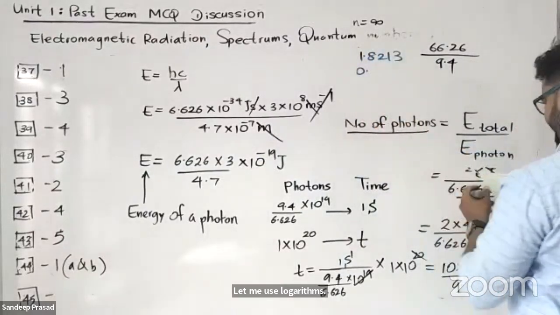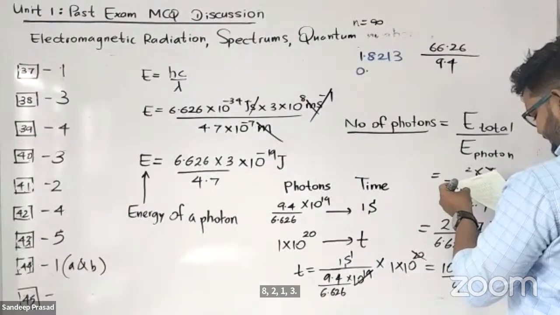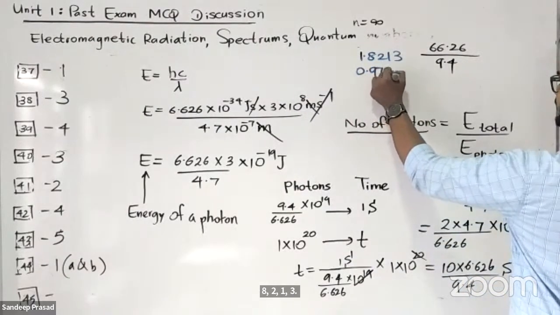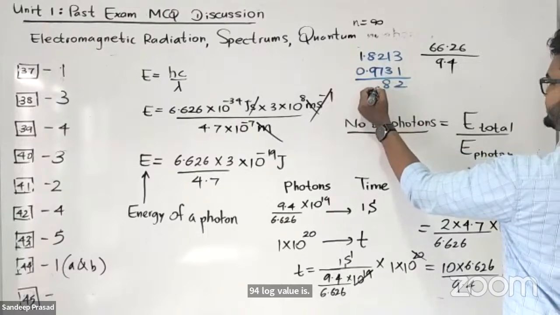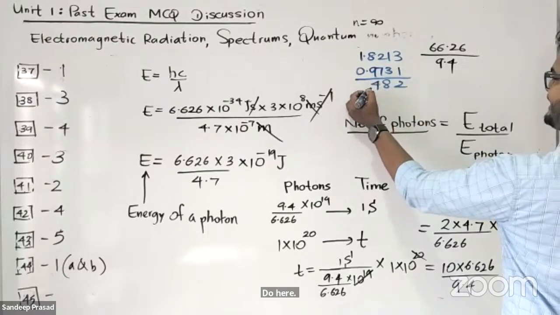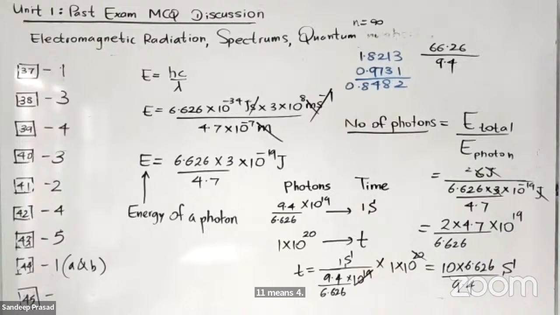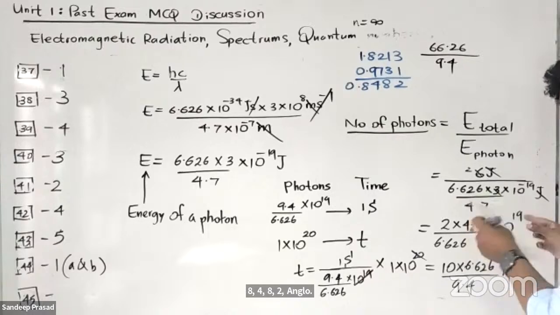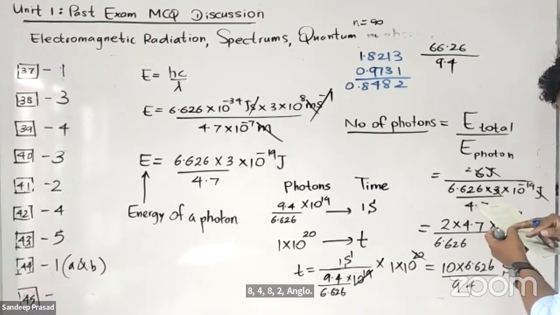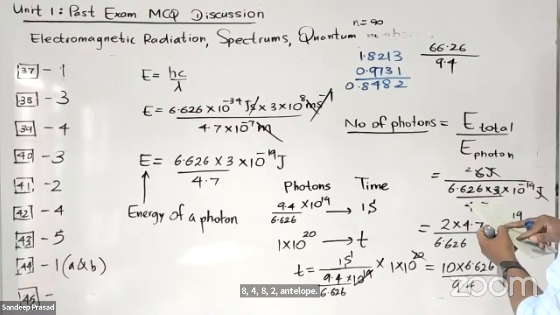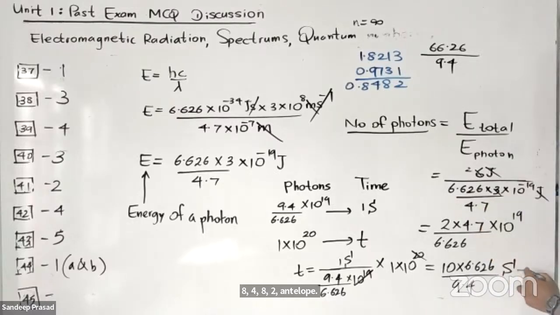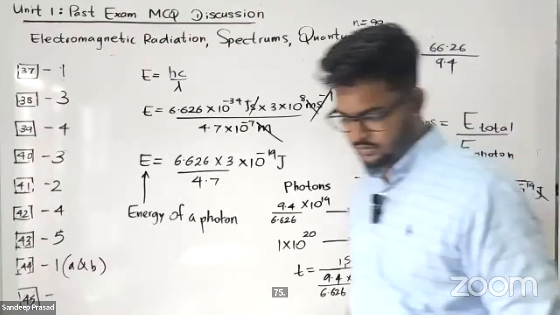The log value of 94 is 9731. Here 8, 11 means 4, 7 means 8, 0. 8482 antilog. 75. 7.05 seconds. Do we have that kind of answer?